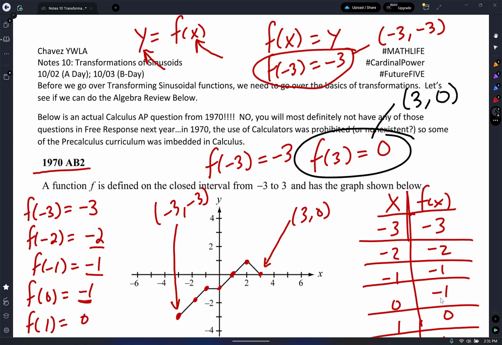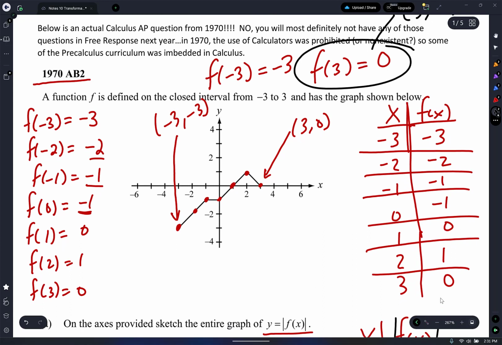I just represented the values in two different ways. I have a table on the right, and I have it in function notation, I guess, if you want to call it that. F of x equals y. So it's the same. What's up? Ask. No, it's negative 3, negative 3.